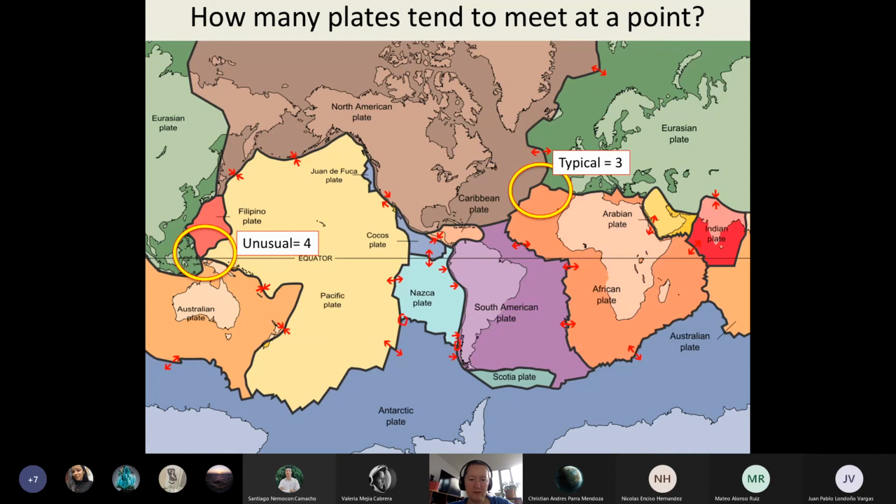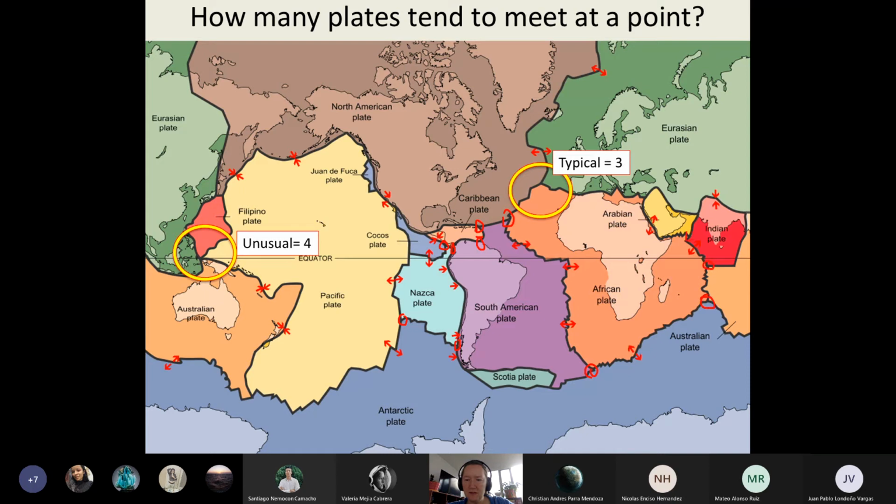I have another one here. I have another one. So many. Look at all the triple junctions I can find here. There's probably dozens and dozens of triple junctions in the world. This is the one I asked you to do for homework. But there's also one here.